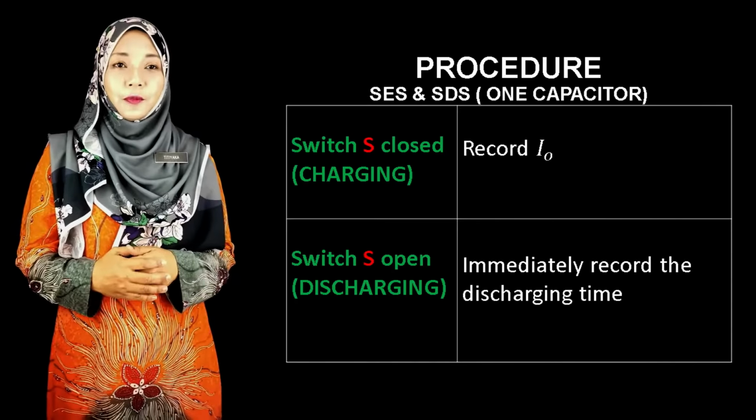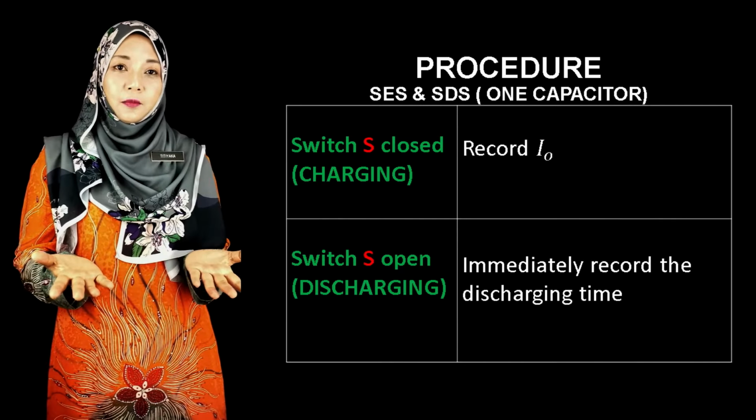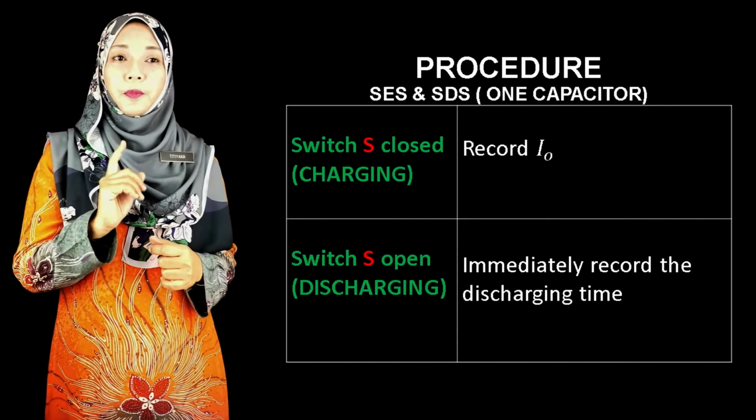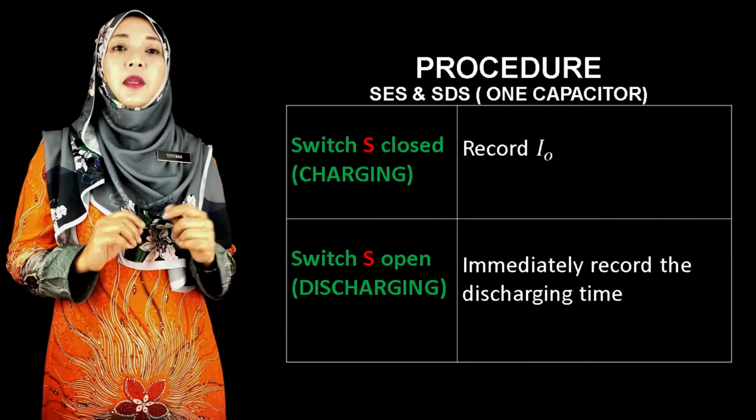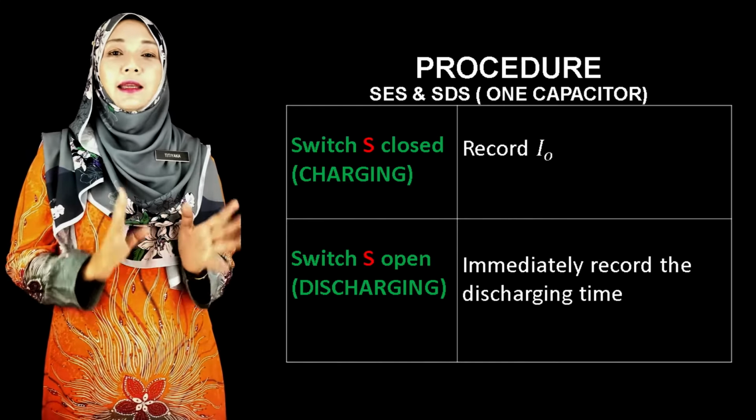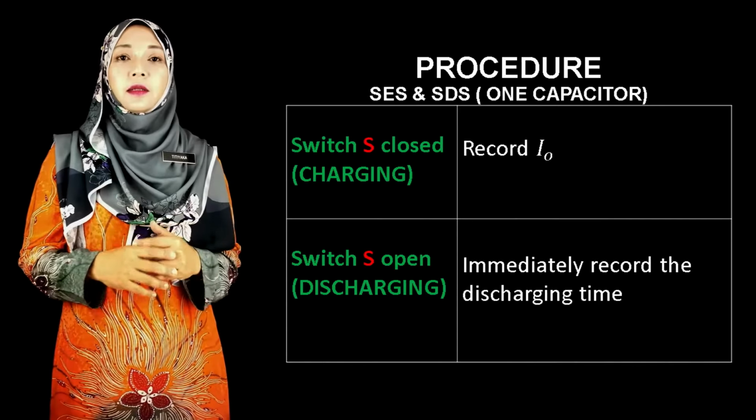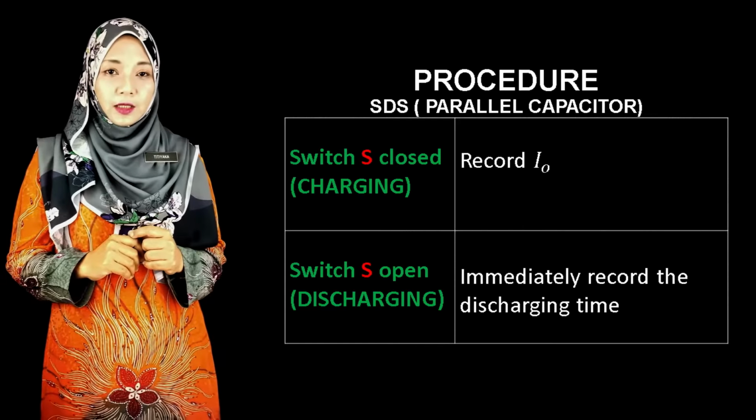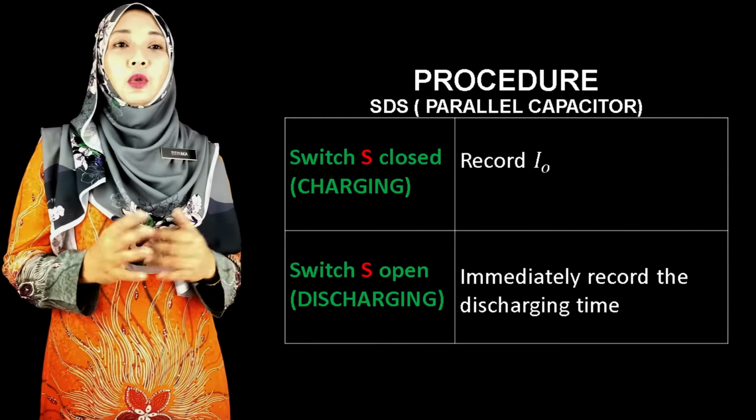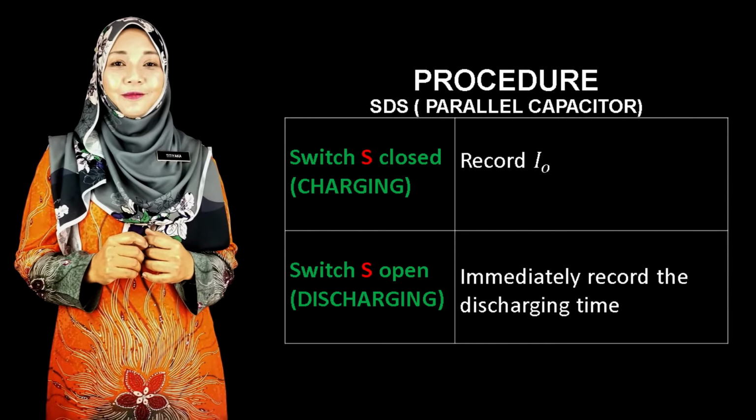Now, I'm going to give you the overview of the whole procedure. For SAS and SDS students, after the apparatus is set up, with the switch S closed, meaning the charging process, record the maximum current I node. And then, you are going to open switch S and immediately record the discharging time. This is the discharging process. You will get at least 6 to 8 pairs of current and time until the current is about 0.05 I node. For SDS students, you are going to repeat the steps for capacitors in parallel combination. We are going to show you how to set up the circuit in detail in the experimental setup section of the video.